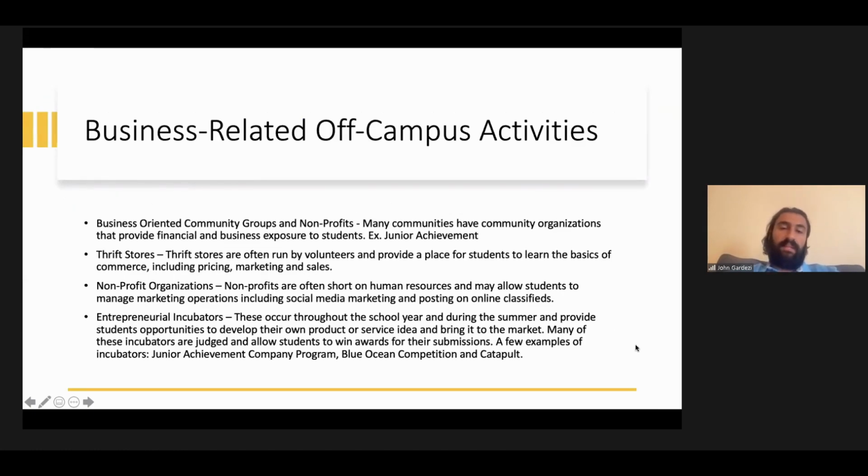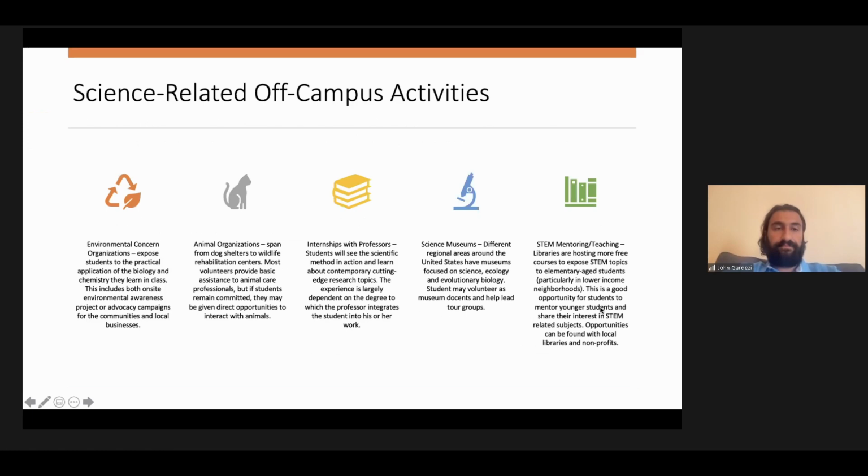There are lots of business-related off-campus activities. For instance, community groups and nonprofits like Junior Achievement can give students a lot of exposure to the business world. There are also thrift shops and nonprofits where you can develop your core business skills. And there are also entrepreneurial incubators, like Junior Achievement, Blue Ocean, and Catapult. These types of incubators really help tomorrow's entrepreneurs gain the skills they need as they're developing themselves and preparing for the next chapter of life.